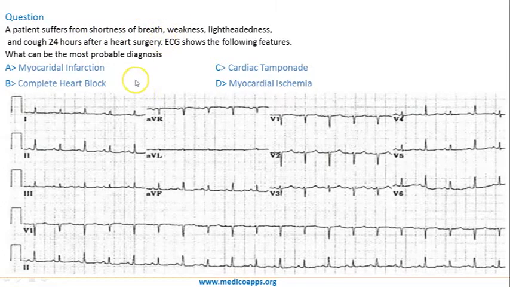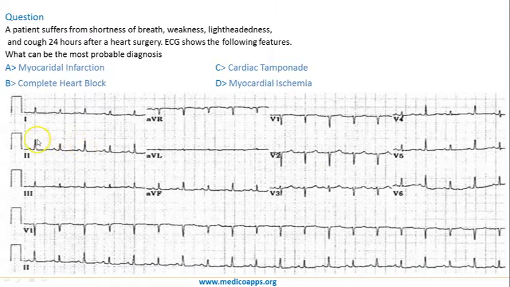So even based on just the history, you can see that one of the most probable answers would be cardiac tamponade. But let's have a look at the ECG. We'll first look at the rhythm strip. P, QRS, and the rate: 1, 2, 3. So the rate is around 300 divided by 4, around 72-75.